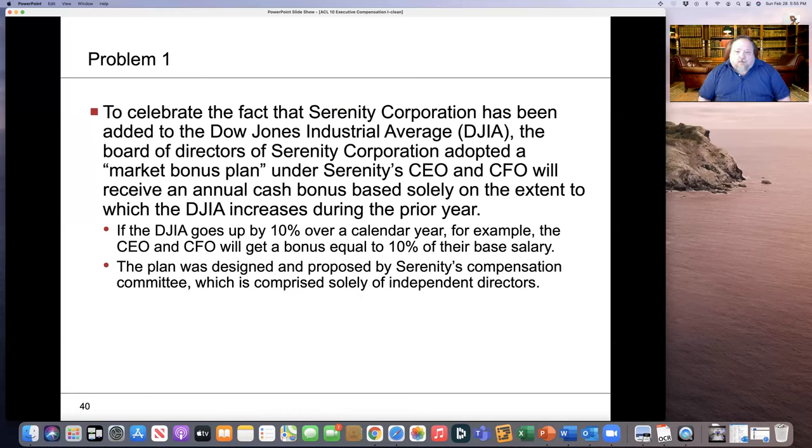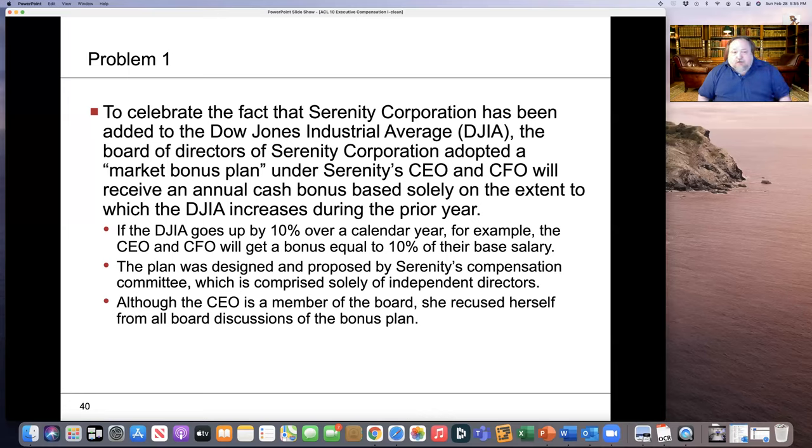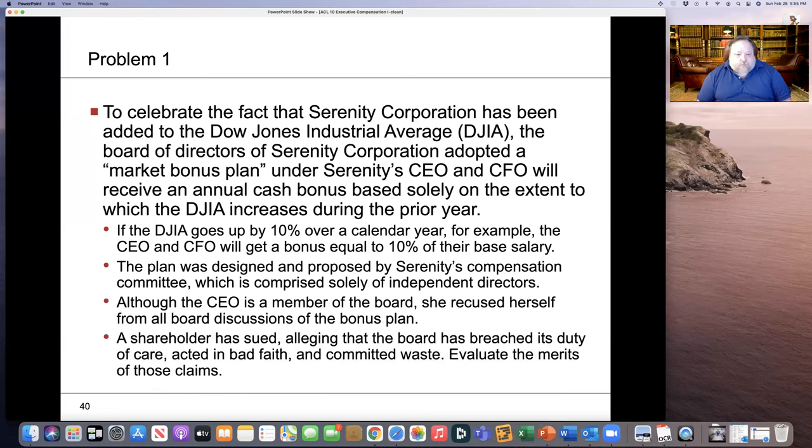The plan was designed and proposed by Serenity's Compensation Committee, which is comprised solely of independent directors, which is a very important factor. Although the CEO was a member of the board, she recused herself from all board discussions of the bonus plan, which again is an important factor that strikes in favor of the decision. But a shareholder sues, alleging that the board has breached its duty of care, acted in bad faith, and committed waste. And I think it ought to be pretty obvious that even if waste is rare and difficult to prove, there's a serious problem with this compensation package.